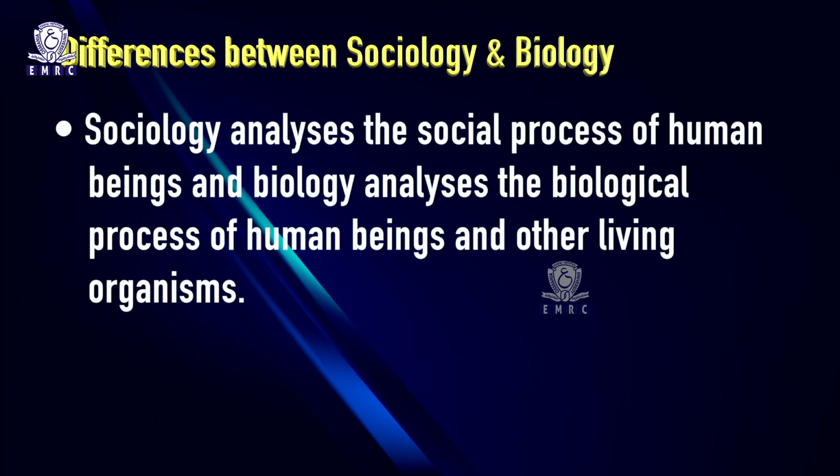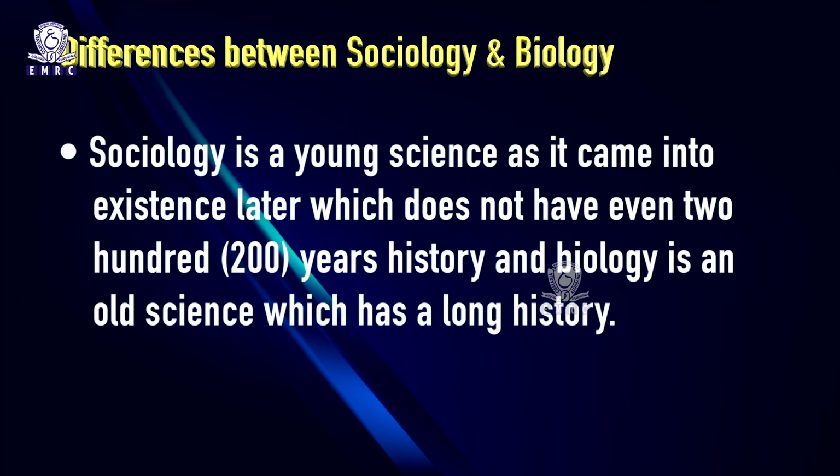Sociology analyzes the social processes of human beings, and biology analyzes the biological processes of human beings and other living organisms. Sociology is a young science, as it came into existence later and does not have even 200 years of history, and biology is an old science which has a long history. In spite of the differences, sociology on its part inspires biology to search for knowledge in new directions. For example, the need to limit the population has led to a search for the means of birth control.